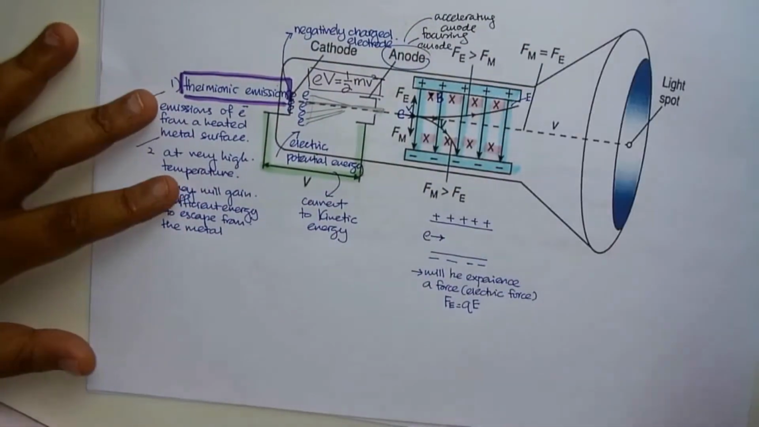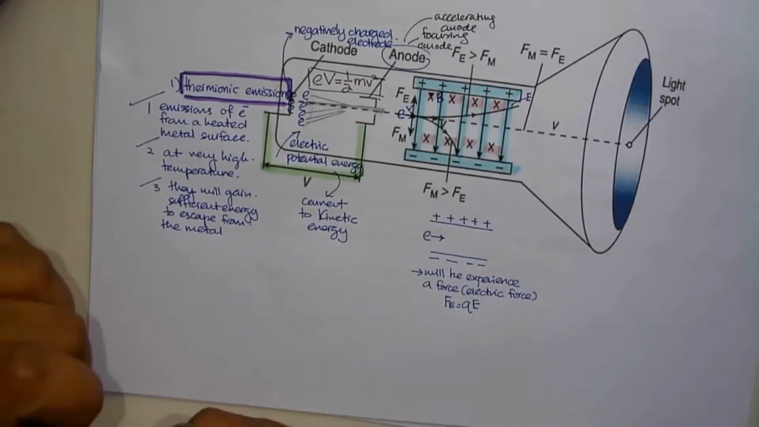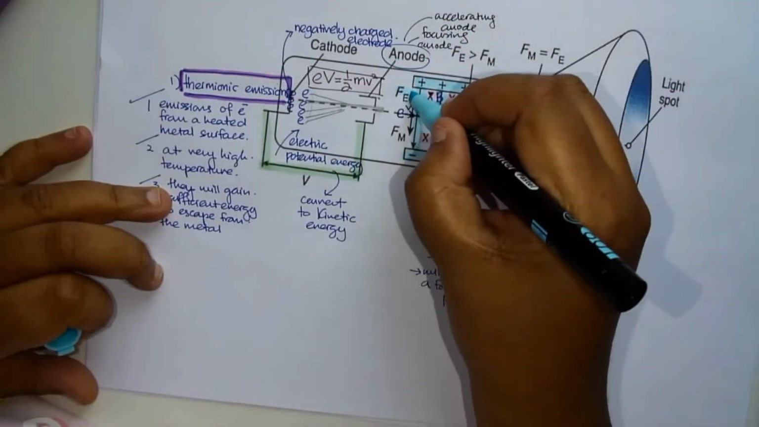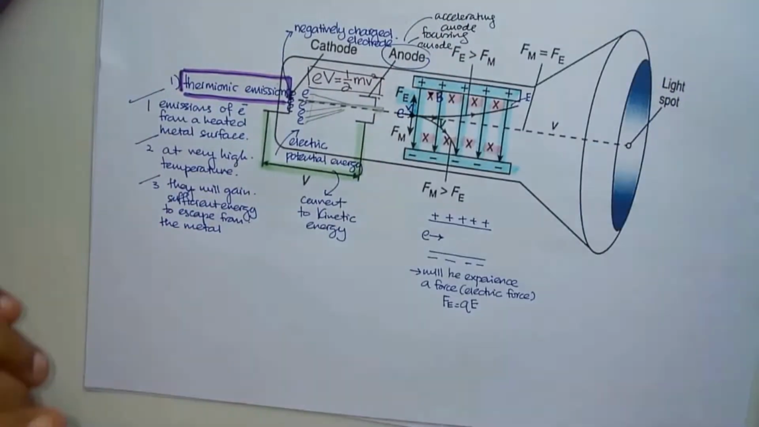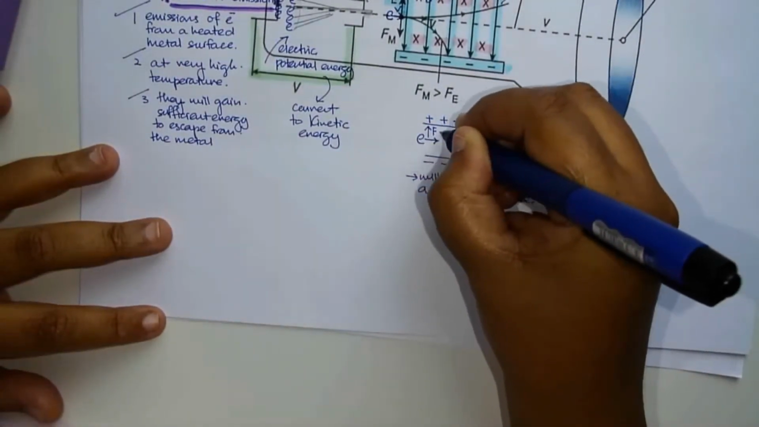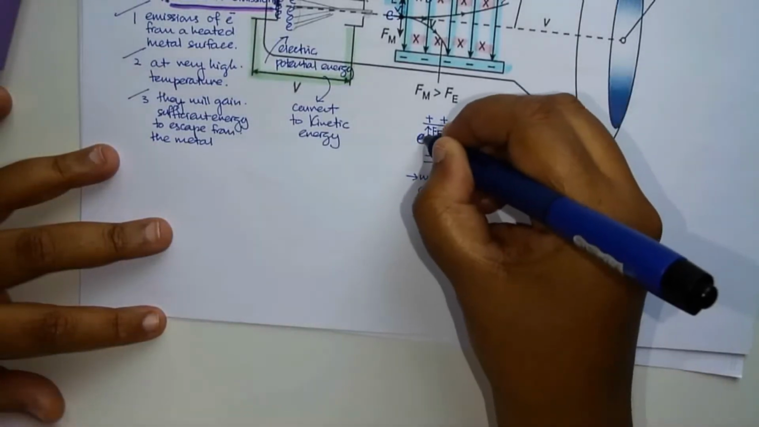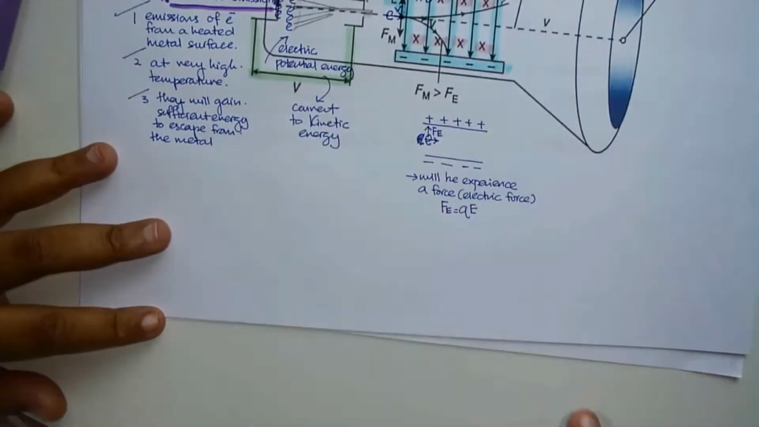Therefore, we will realize here that we have the electric force which is directed towards the positive, which is upward. So for the electron, it will be directed upward.